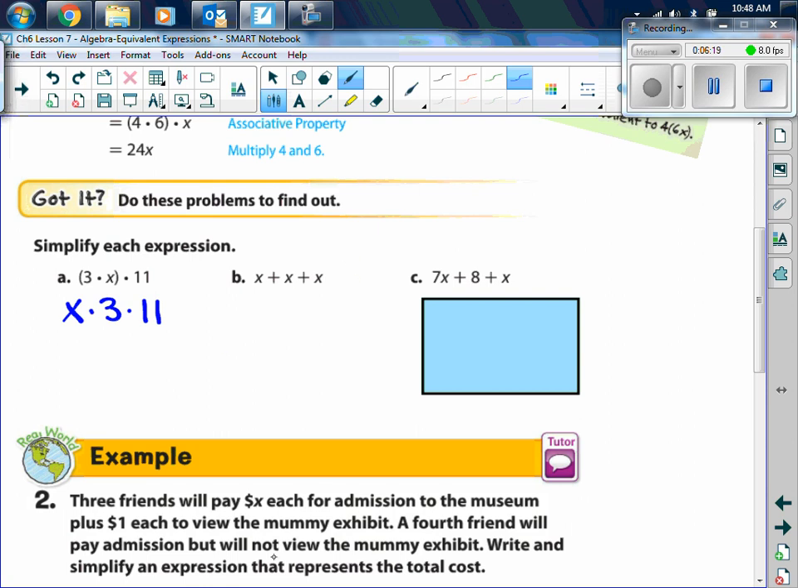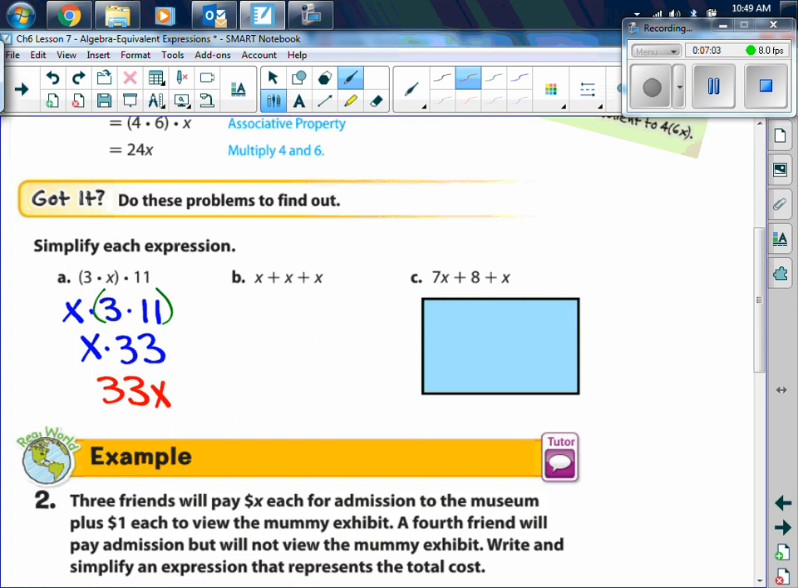And now we can just multiply. We can move the parentheses from the first two to the second two. So now we can multiply 3 times 11, and that gives us 33. So this is going to be x times 33. Now in algebra, we always put the number or the coefficient before the variable. So the number always goes first. So the way I want to write this is 33x.